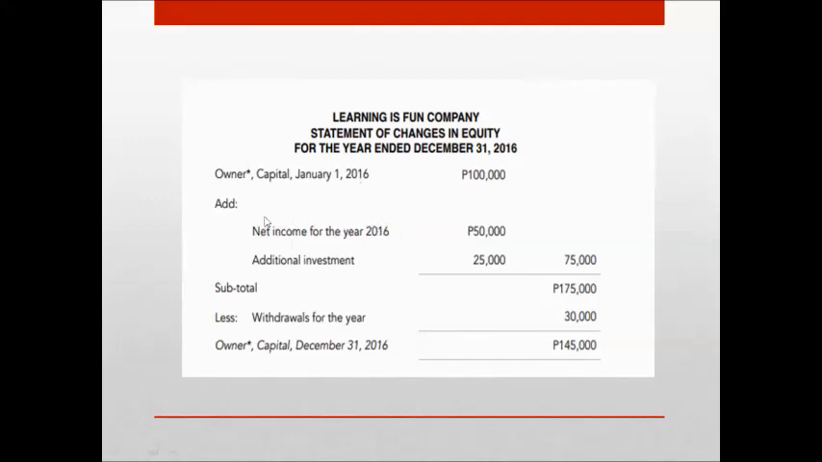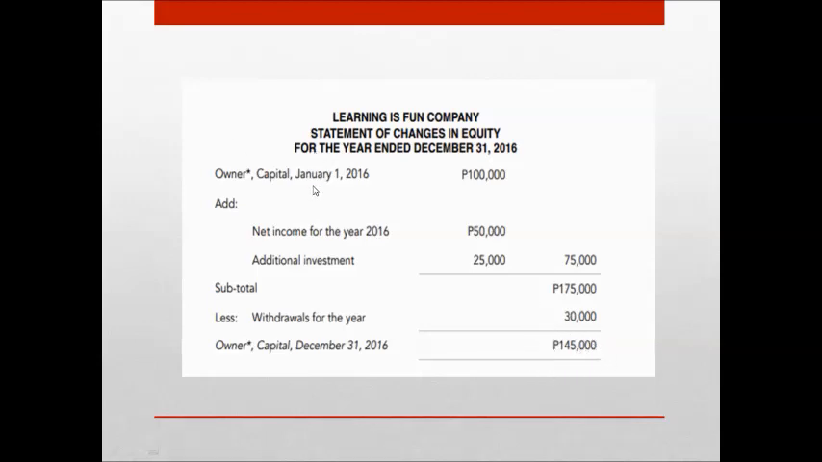So assuming, kasi dito meron na siyang net income kaagad. So meaning, itong business na to is nag-operate na siya last year. Kasi meron na siyang net income which is the 50,000. And then additional investment na 25. And then withdrawals. And then capital ending. So ang pinaka-kinocompute natin dito, yung ending capital for the year end, kasi ito ang i-forward natin sa statement of financial position. So itong amount na to mag-appear siya sa statement of financial position.